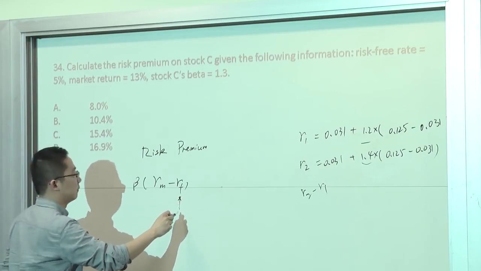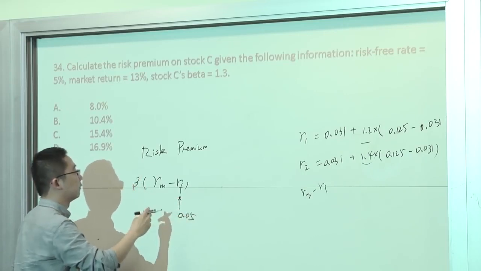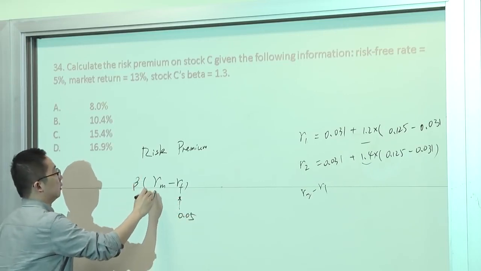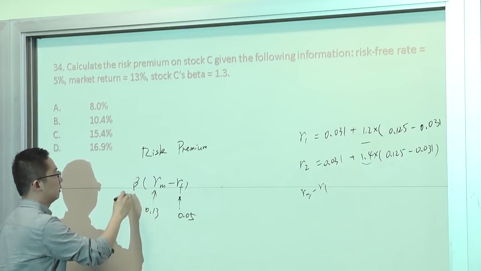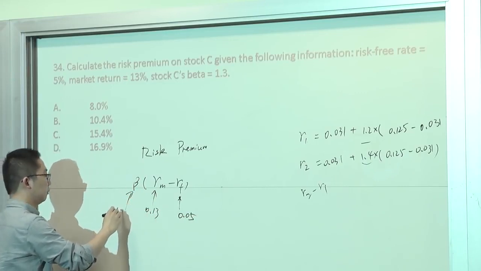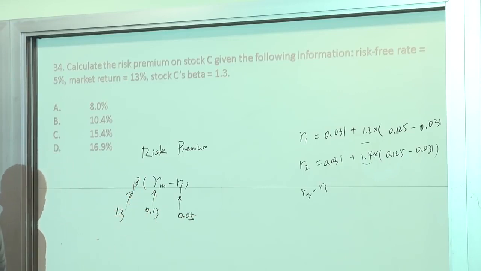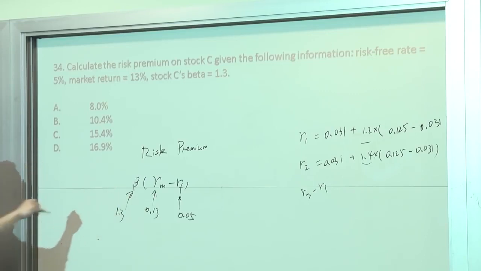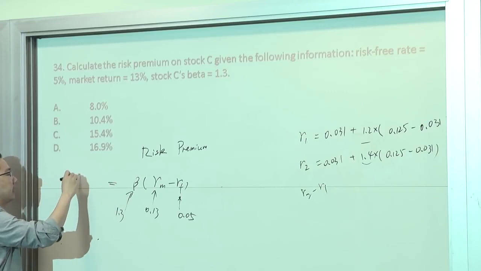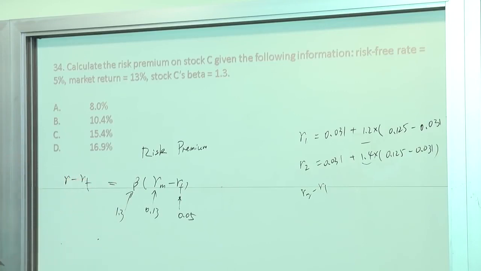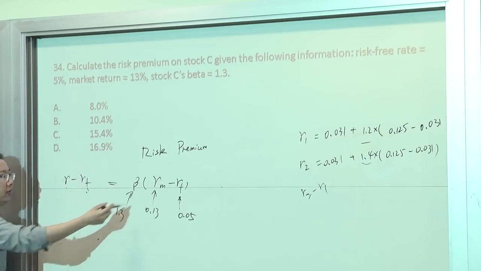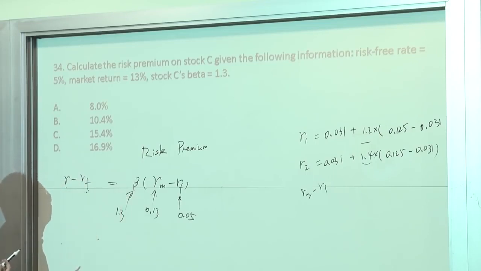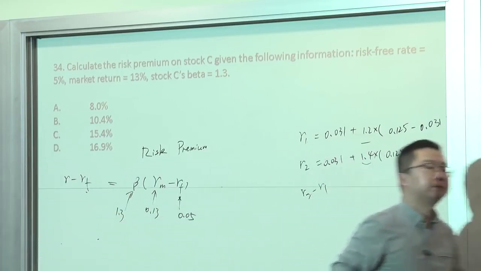So the risk-free rate is 0.05, market return 0.13, and beta 1.3. So that's just a part of the CAPM. That equals what? R minus RF, right? So the return we require on top of RF is that part. So that's the risk premium. Okay, I'll leave it here.